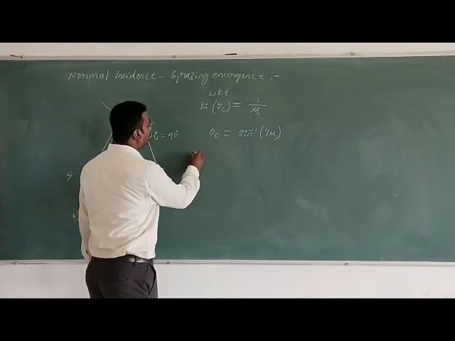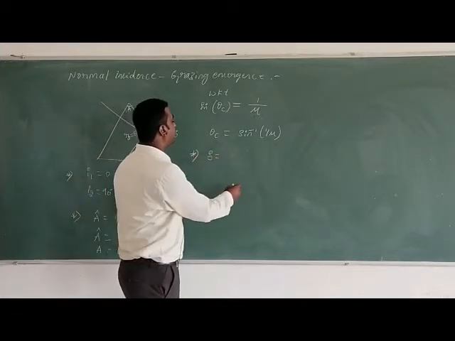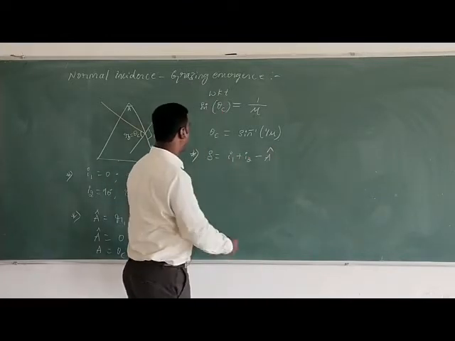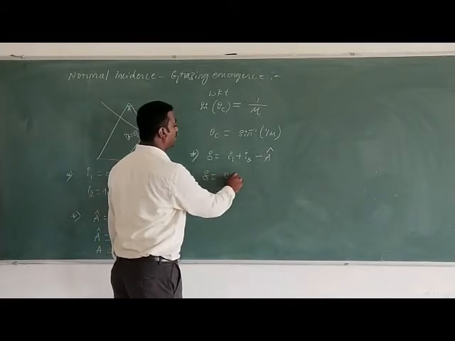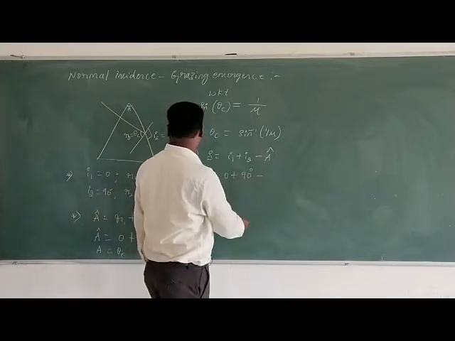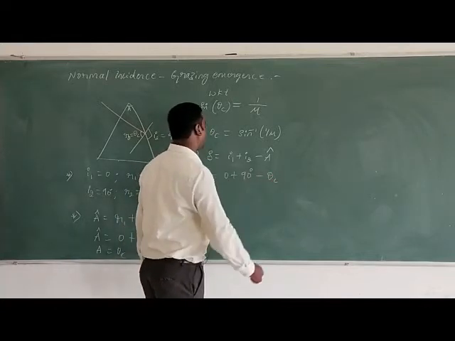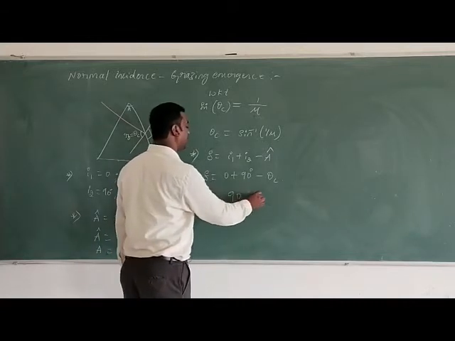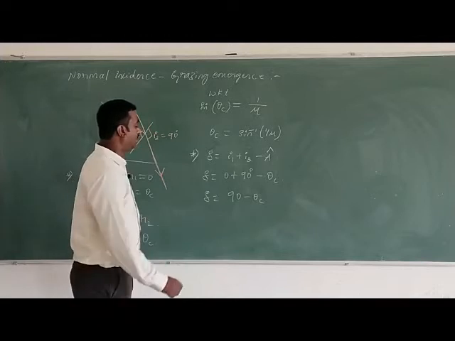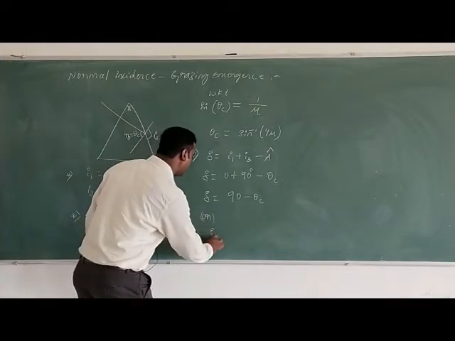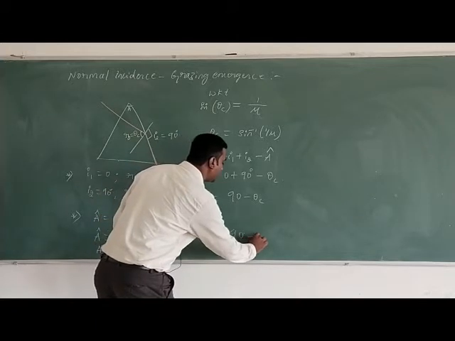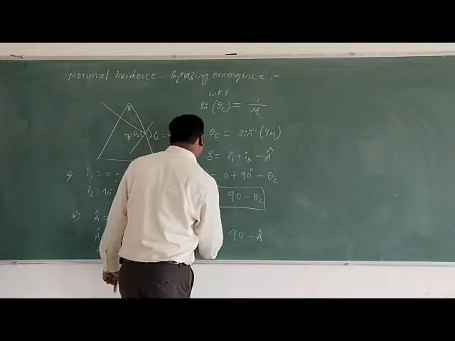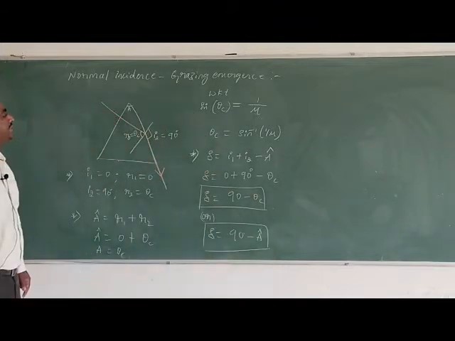And the next point, to find the deviation. The deviation formula we have is delta is equal to I1 plus I2 minus the angle of the prism A. Here I1 is 0, I2 is 90 degrees, minus the angle of the prism, which is theta c. So the deviation is 90 degrees minus theta c. Or this can be written as deviation produced is 90 minus theta c, where A is the angle of the prism. So these are all the conditions we have for normal incidence and grazing emergence.